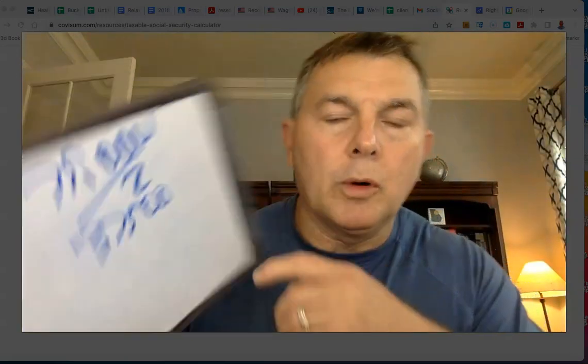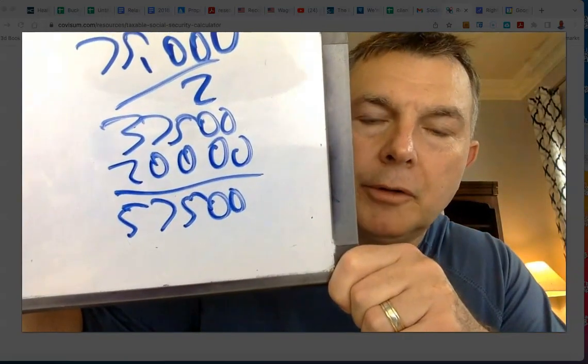Plus they got a pension income or IRA distribution. It doesn't matter. Ordinary income, not earned income. I mean, earned income is different, but that's subject to FICA. All we're talking about right now is how much of our Social Security benefit is subject to taxation. So then we got pension income of $20,000. That gives us our provisional income of $57,500. Again, provisional income, as simple as this: half of your Social Security plus your other income.